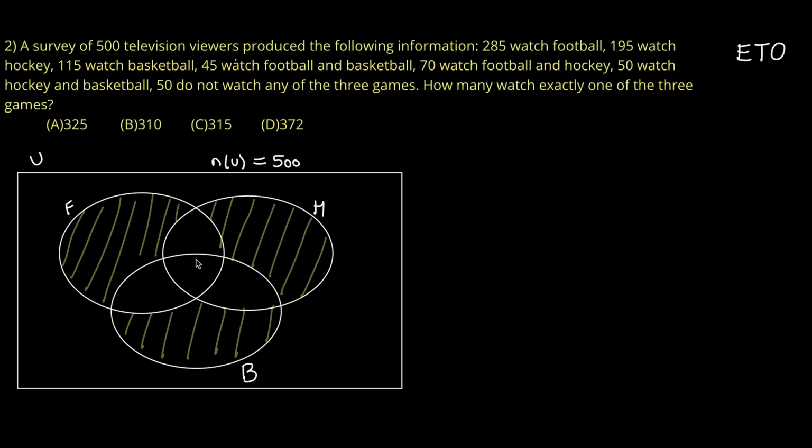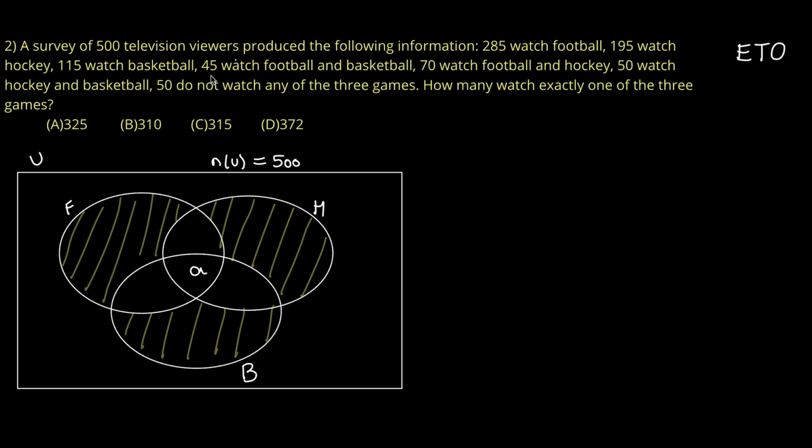Whenever we are solving objective questions with the help of a Venn diagram, we need to find the common region, that is F intersection H intersection B. In the question, they didn't give F intersection H intersection B. So for now, let us consider F intersection H intersection B as A. Total number of people watching both football and basketball is 45.